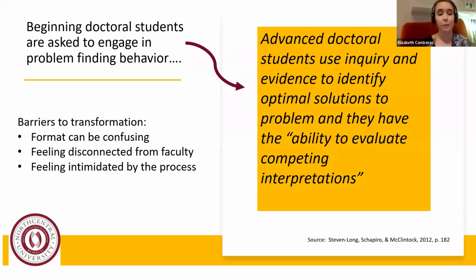I had this thought in my head, and the problem-finding behavior is where we begin, right? But when we get to the advanced level, when we're writing our dissertation, we are supposed to be able to find optimal solutions for the problem and then evaluate the competing interpretations. One thing we need to be aware of is that we can have an idea for a study for our dissertation, and then it turns out that what we thought was going to happen doesn't happen. That doesn't mean the dissertation or the study is a failure. You have to work with the data that you receive and grow with that. I think that's the main difference between a beginning doctoral student and an advanced doctoral student.